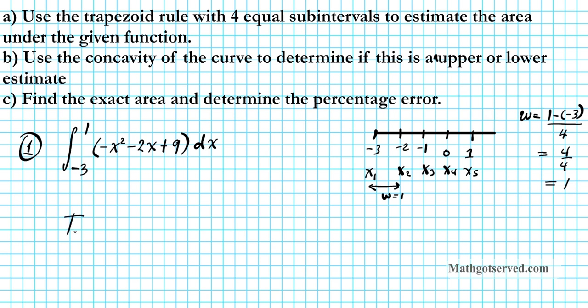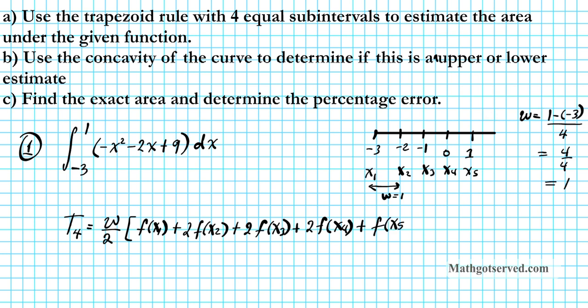All right, so in this case, the trapezoidal approximation using 4 subintervals is going to be given by the width over 2. I'm going to write down the formula first, okay, and then apply it momentarily. W over 2 times f of x1 plus 2 f of x2 plus 2 f of x3 plus 2 f of x4, and then the right endpoint will not be doubled, f of x5. You double everything in the interior, and the endpoints stay alone. All right, so that's what we're going to be computing.